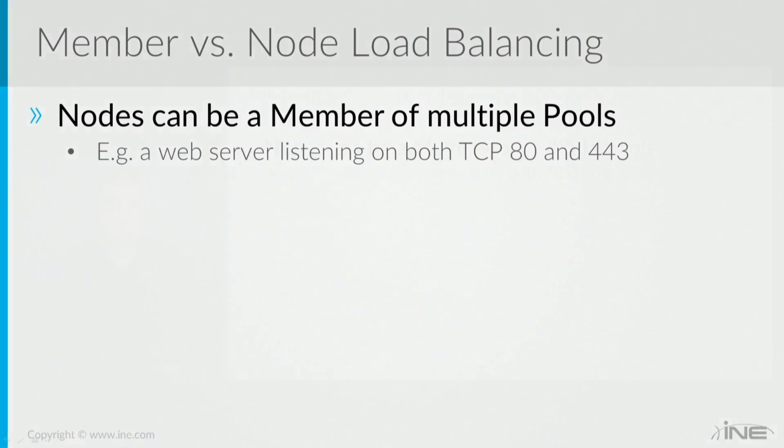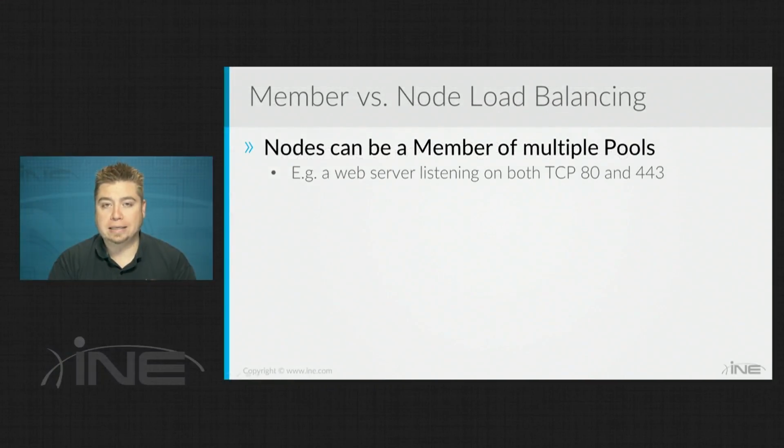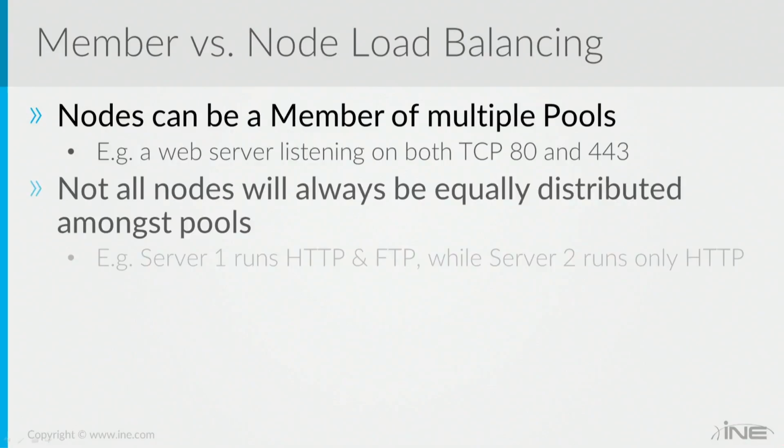For example, we might have a web server that's running both clear text and SSL, so it's listening on port 80 and 443, but from the LTM's configuration point of view, those are going to be inside different virtual servers that are calling different pools, which means that the node has membership in multiple pools. At the same time, it's not guaranteed that all the membership to node mappings are going to be on a one-to-one basis. You might have a case where one physical server is running both a web service plus an FTP server, while other servers might be running just HTTP.